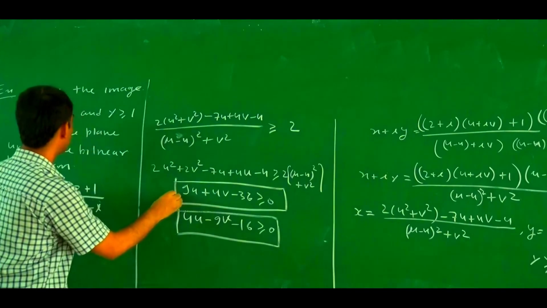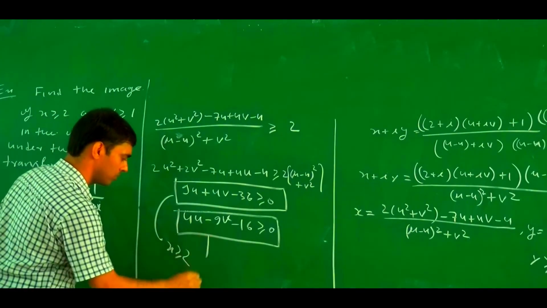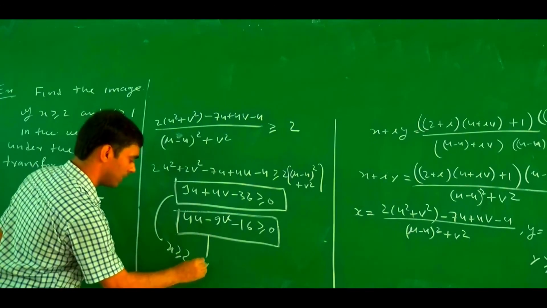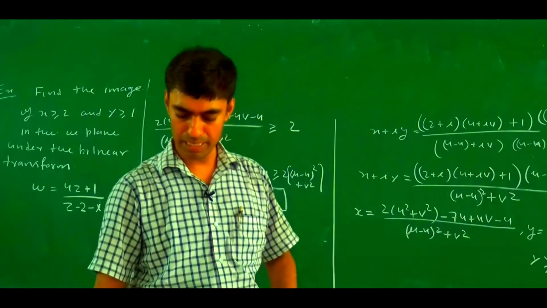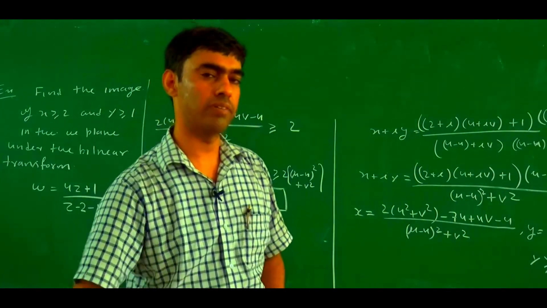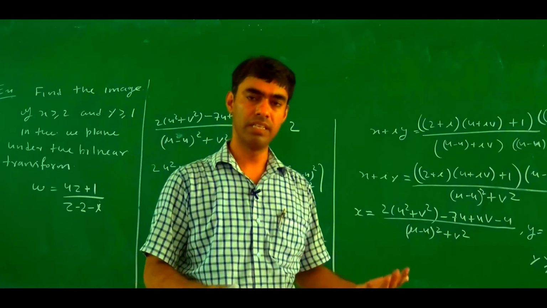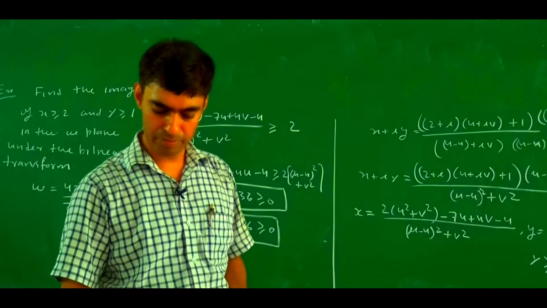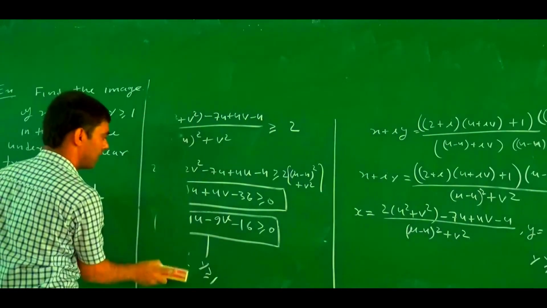This one corresponds to x greater than or equal to 2, and this one corresponds to y greater than or equal to 1. So this one is very simple. Just write the bilinear transform, write z in terms of x and y, write w in terms of u and v, equate the real and imaginary parts, then simplify, and then we find the image of the xy plane.